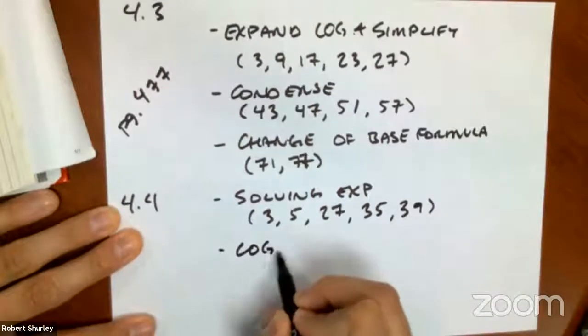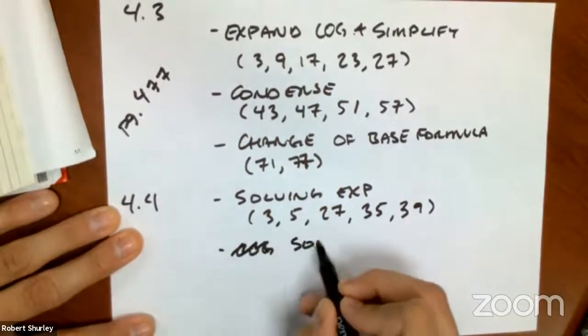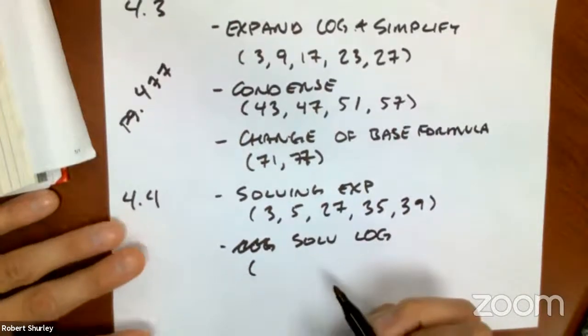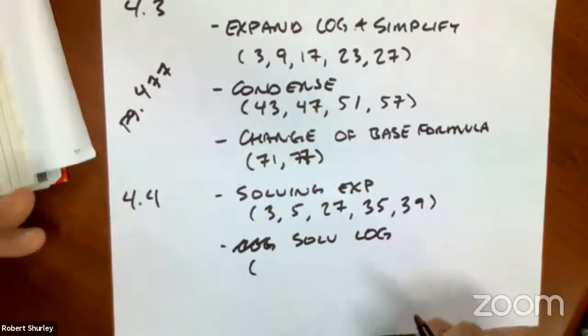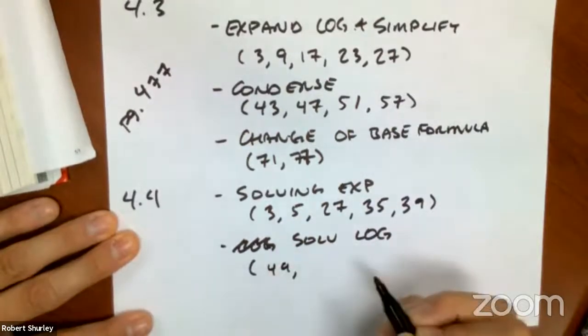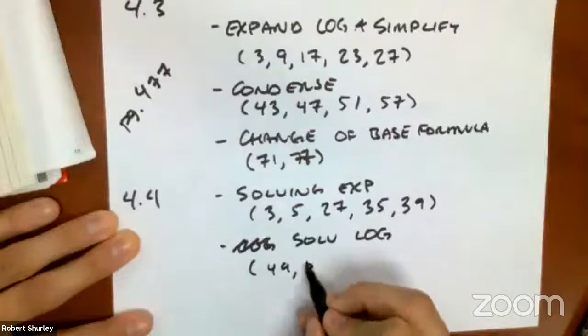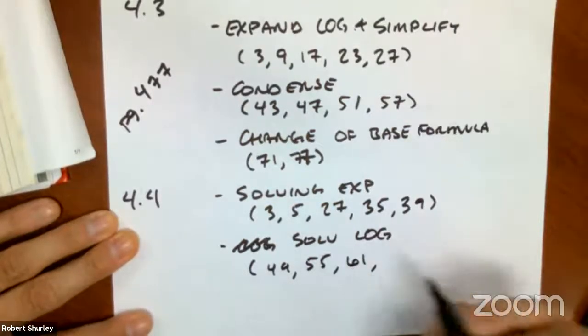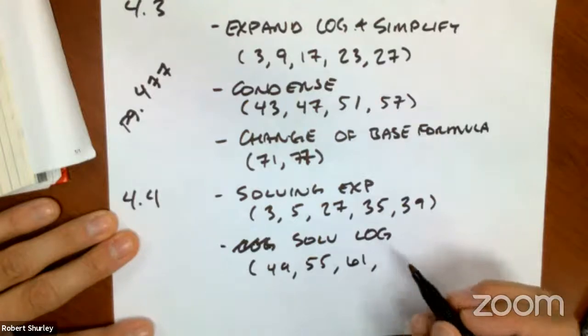And then we had solving logarithms. Solving logarithms, you just had to get the logarithm into the exponential form. 49 is a good basic example. 55, same thing. Let's do 61 because it brings in the ln. And then 67.